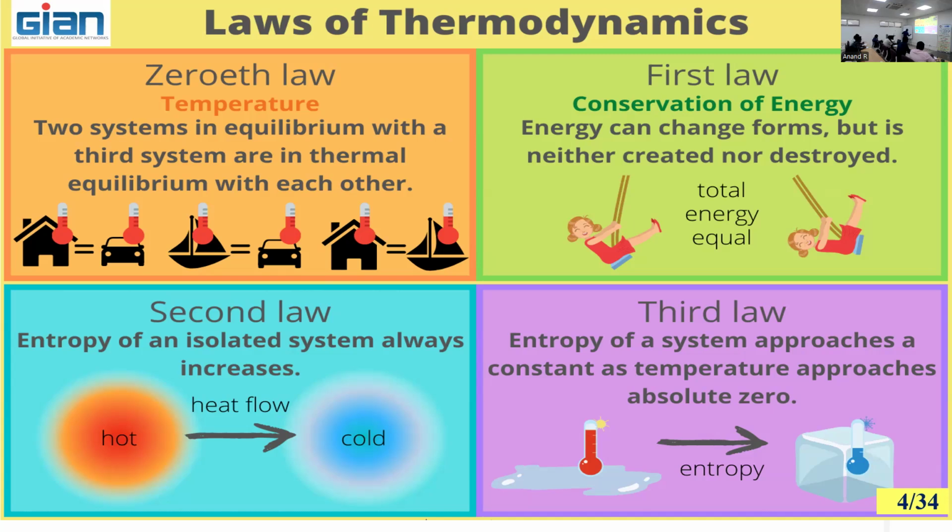Here m means mass in kg, Cv is the specific heat in kilojoules per kg Kelvin, T2 is the final temperature in Kelvin, and T1 is the initial temperature.